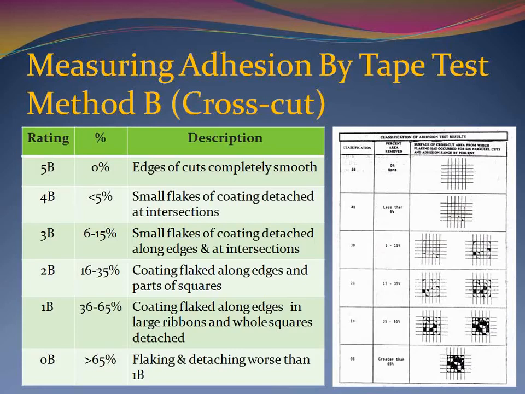A rating of 5B indicates excellent adhesion, while a rating of 0B indicates very poor adhesion. Again, if possible, the location of break should also be recorded as adhesive or cohesive.